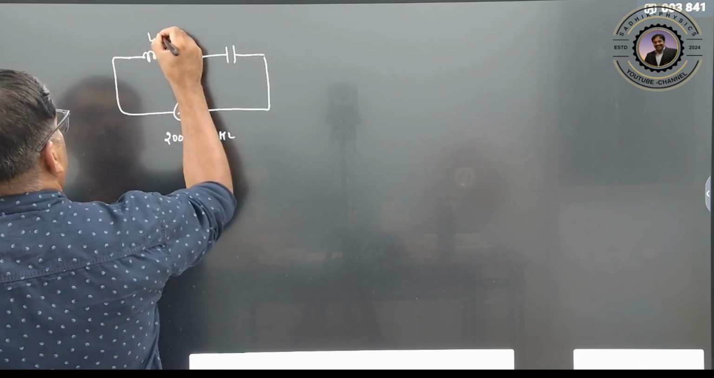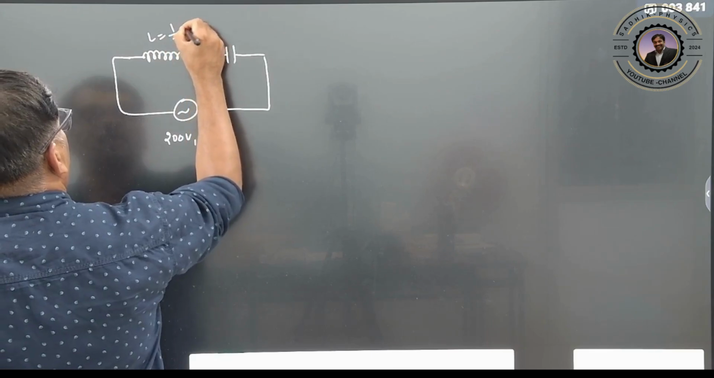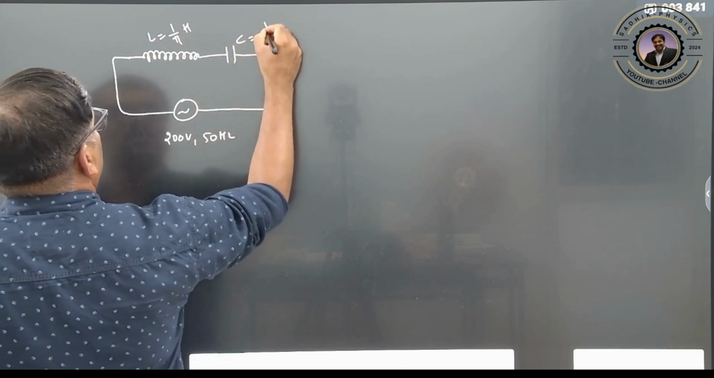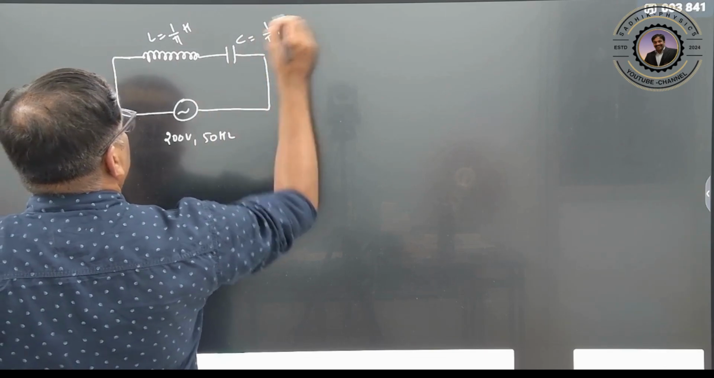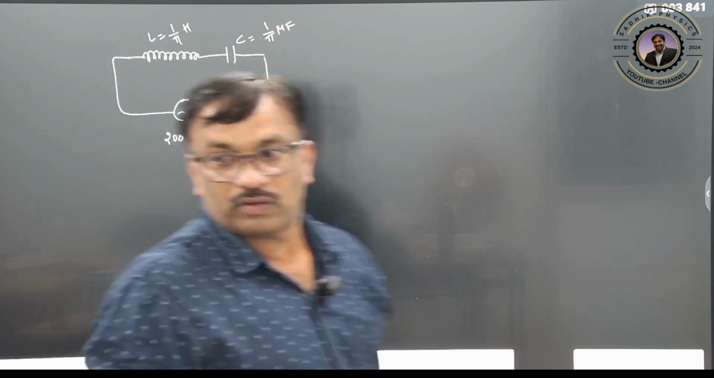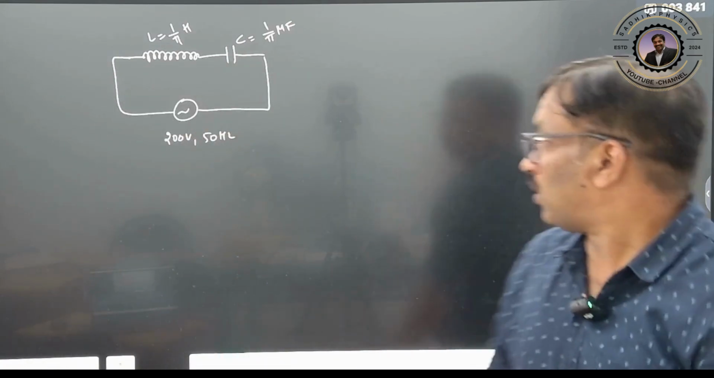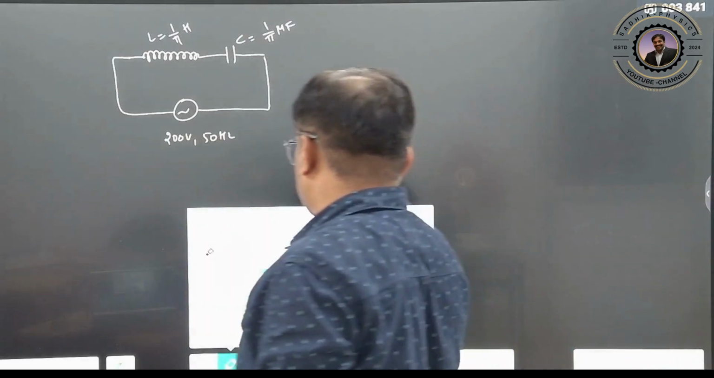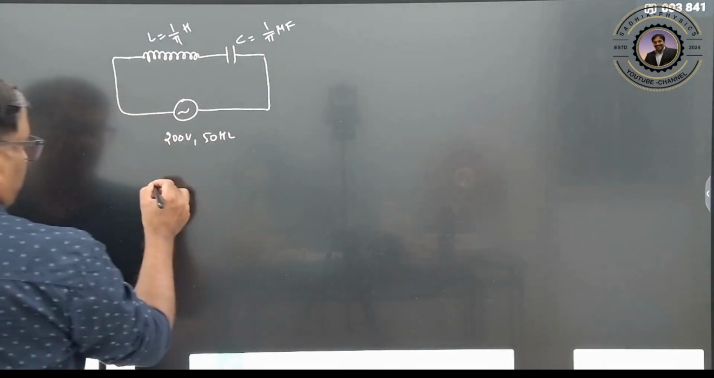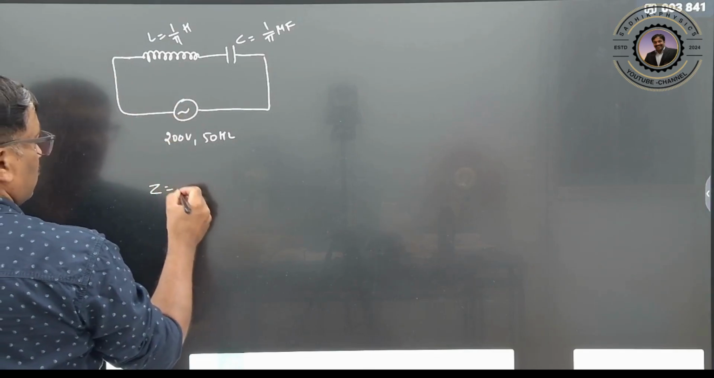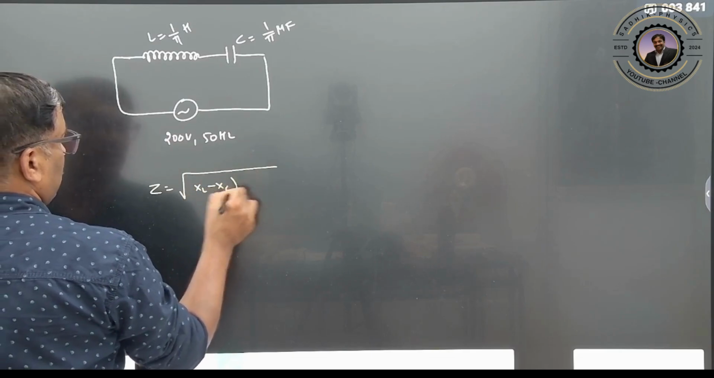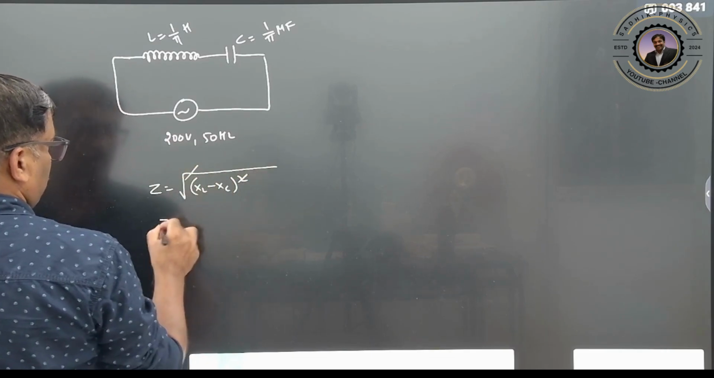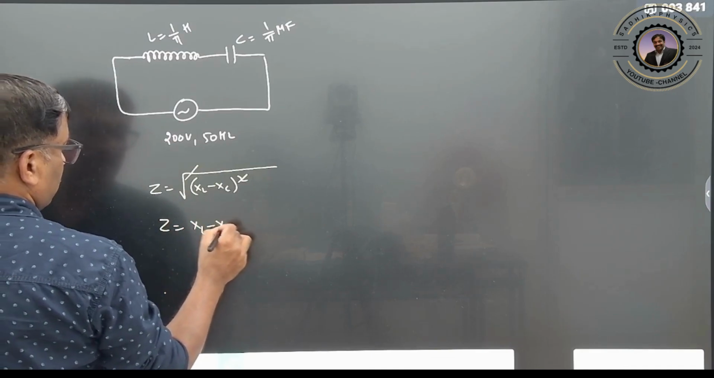So L is equal to 1 by pi Henry, so C is equal to 1 by pi microfarad, suppose. Now what will happen? Let us see. First of all, let us calculate the impedance. What is the impedance here? Resistance is not there, so the root of R is not there, therefore the root of XL minus XC whole square gets cancelled out, and impedance will be equal to XL minus XC.